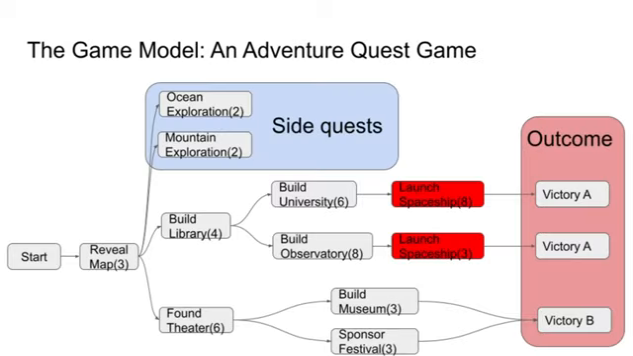To demonstrate Inspect, we designed a simplified quest game. Players begin with a reveal map quest and choose among 4 follow-up quests. 2 of them are side quests, including ocean exploration and mountain exploration. The other 2 quests lead toward victory, a scientific path, Victory A, and a cultural path, Victory B. Each quest has a round cost, shown in parentheses in this diagram.